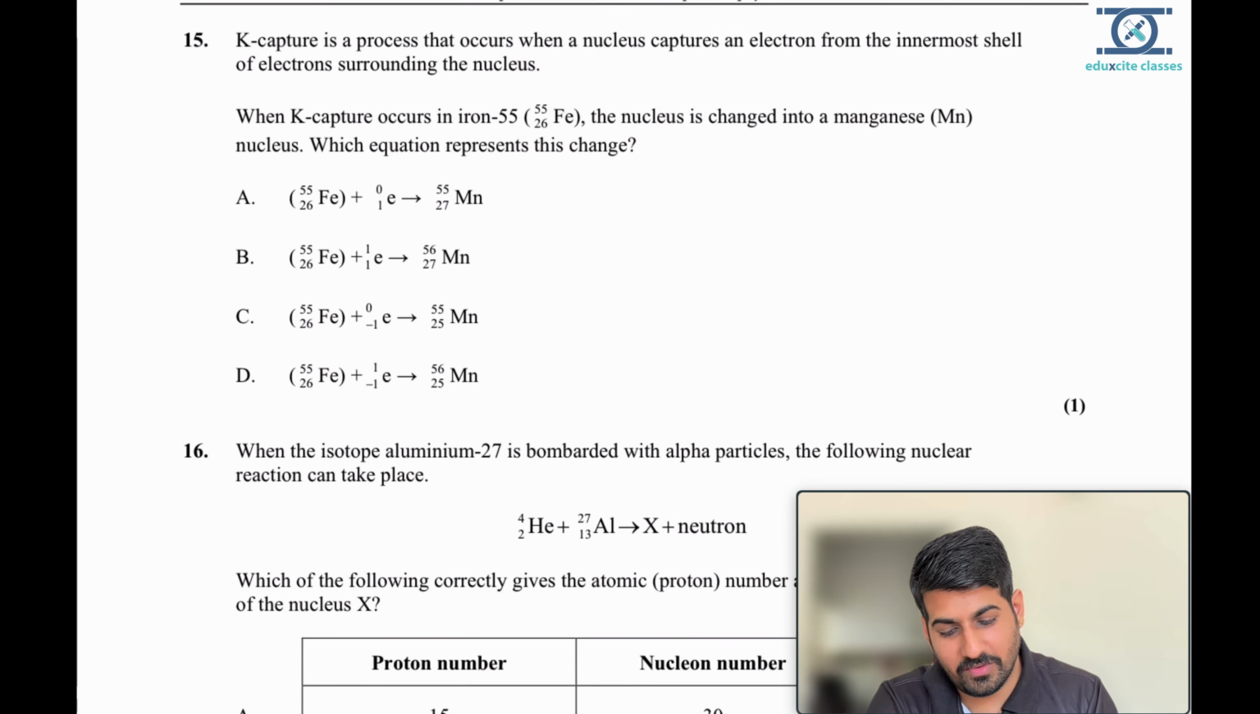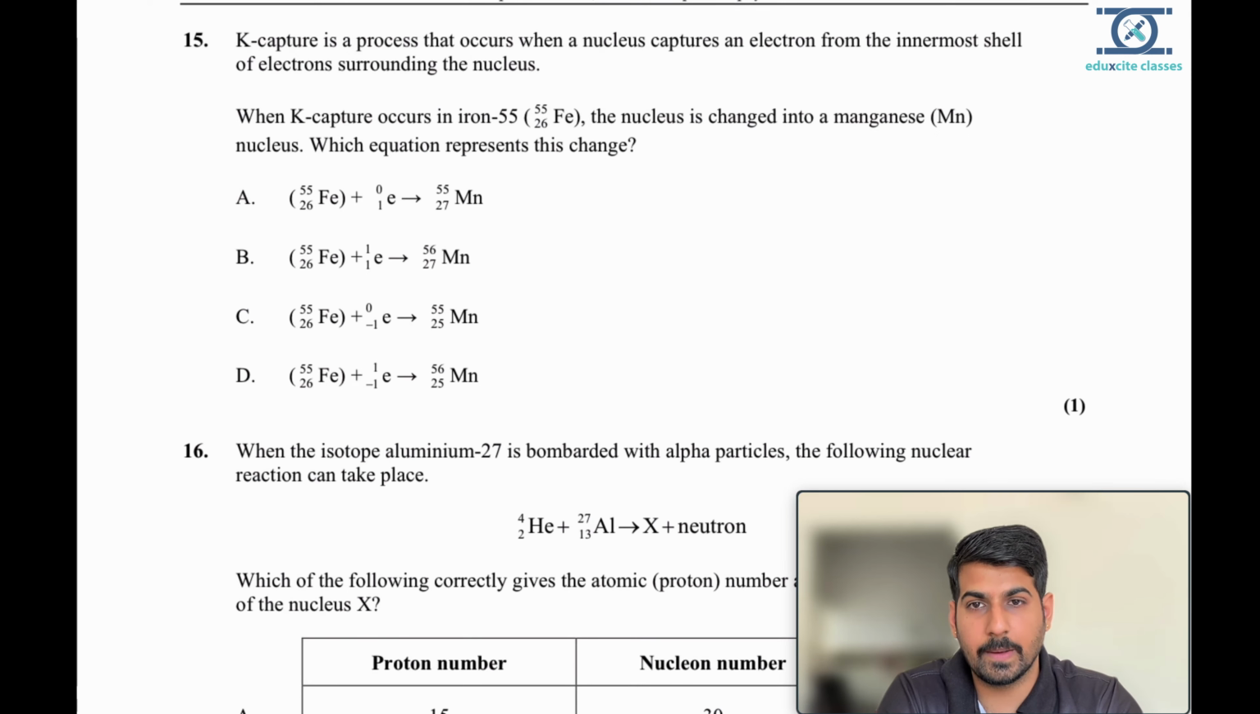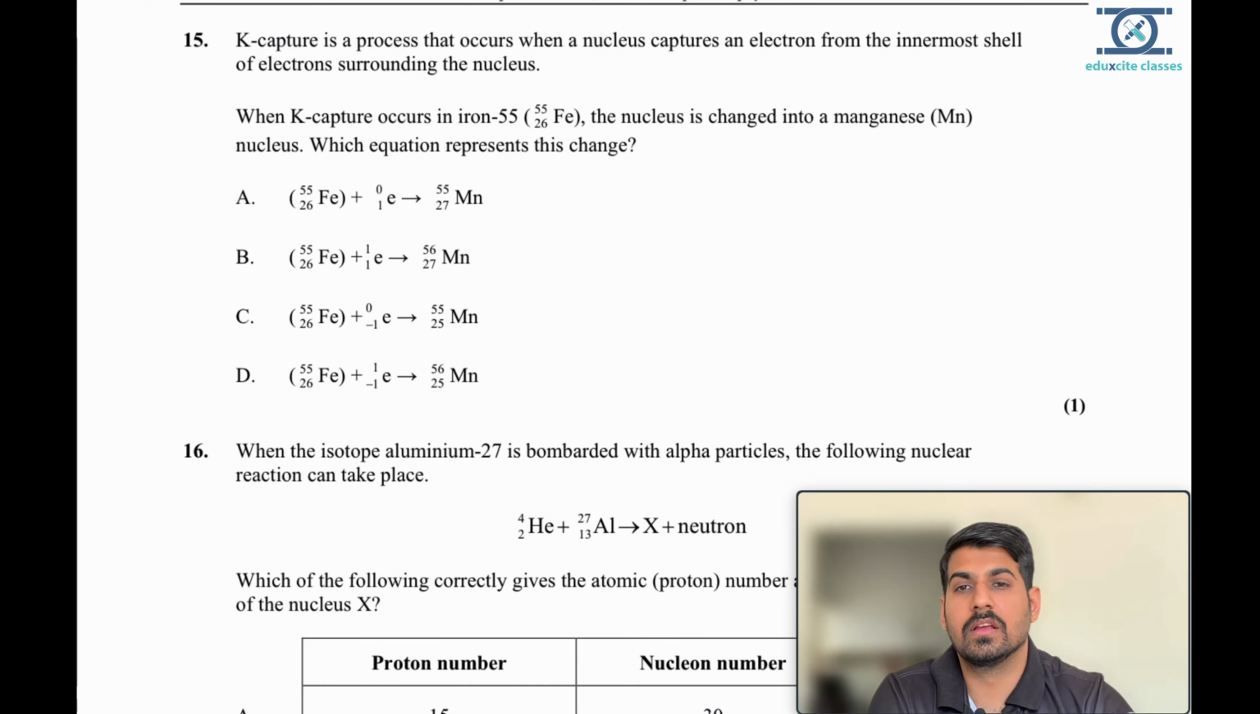Now question number 15. K capture is a process that occurs when a nucleus captures an electron from an innermost shell of electrons surrounding the nucleus. Okay, we have different shells, K, L, M, N. So K is the innermost shell. When K captures an iron, the nucleus is changed into manganese nucleus. Which equation represents this change?